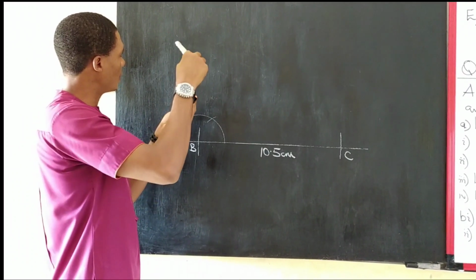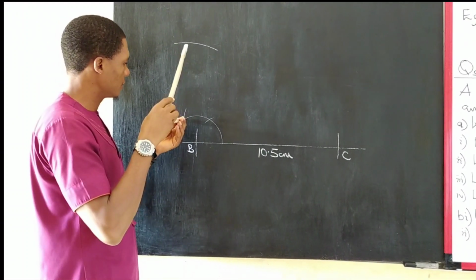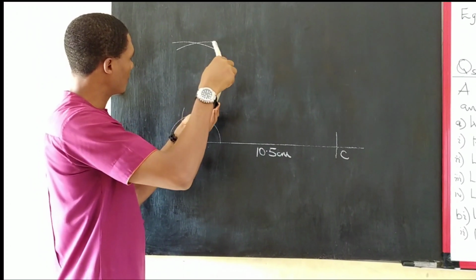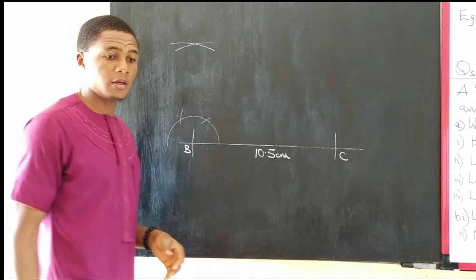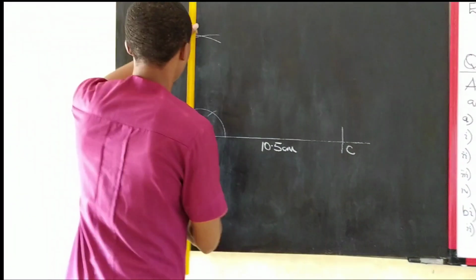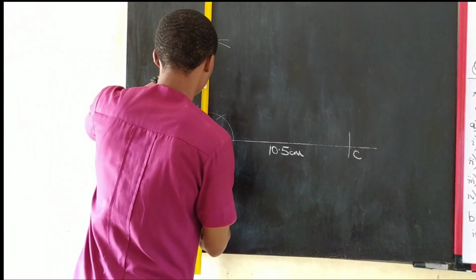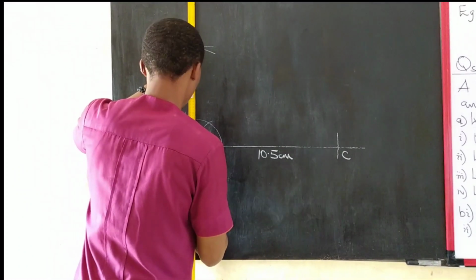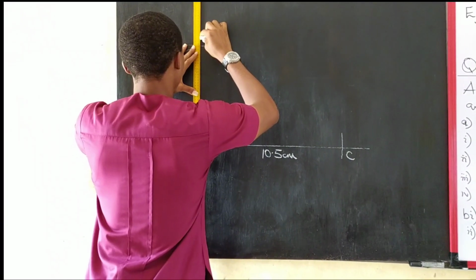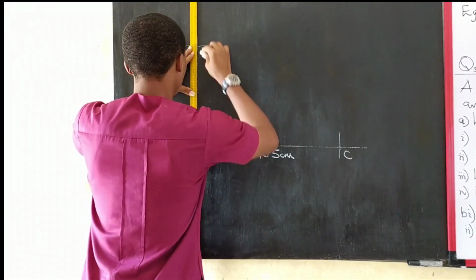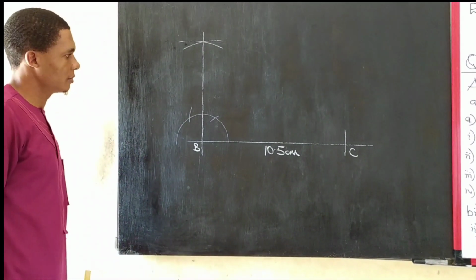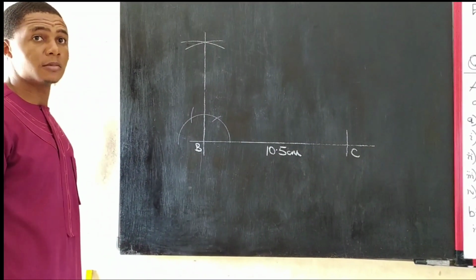Okay? So I'll place it here at this point and make an arc, 1. Then place it here and make an arc, 2. Okay? I will draw the line. Join it there to get my 90 degrees. Alright. This is 90 degrees.